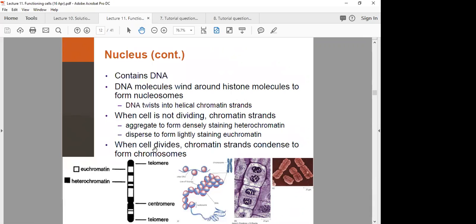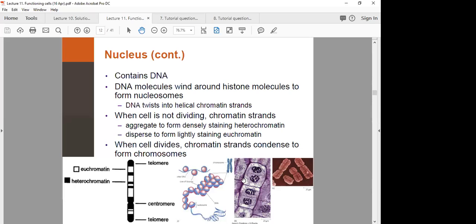All right, now when the cell is actually preparing to divide into new cells, and we'll talk all about the different types of cell division in second semester, then the chromatin strands will start to condense. And when they condense ready for cell division, they appear magically under the microscope. This is what you'll see.